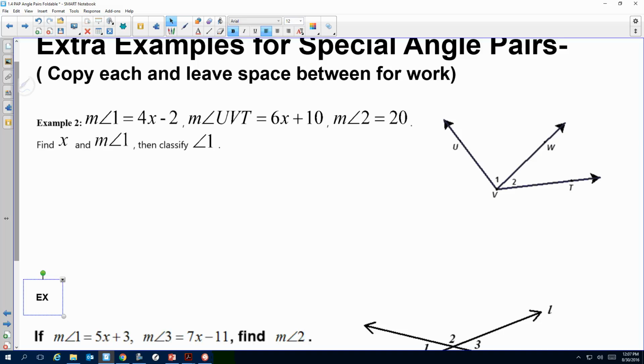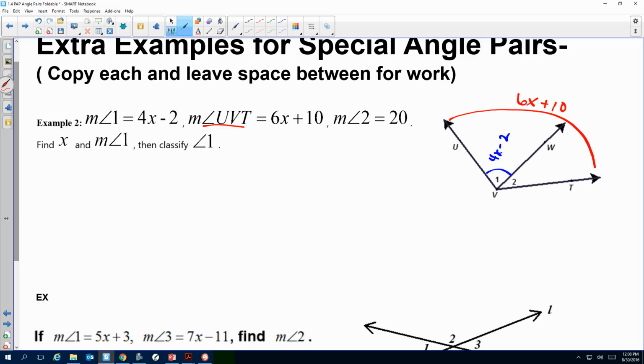So what you're going to do, the way you get partial credit, again, is label the given information. Here's angle 1. In the interior, I'm going to write 4x minus 2 because that's the measure of that angle. Then they tell us the measure of angle UVT, okay? So UVT, that is your whole angle. Does everyone see that? If I'm talking about the whole, usually I put an arc on the outside. The whole angle is 6x plus 10. I always start with drawing and labeling the given. We don't need to draw it, it's already given to us. All right, angle 2 here has the measure of 20 degrees.